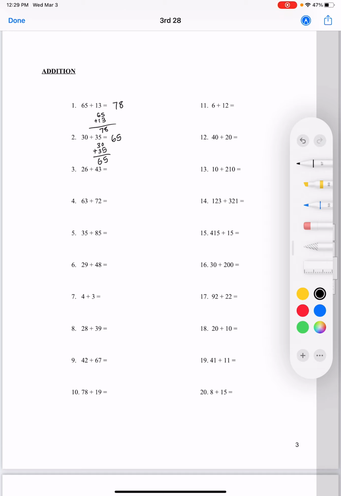Let's try number 6. 29 plus 48. You can have the bigger number on top or the smaller number on top. It does not matter. 9 plus 8 is 17. So we put the 7 down here and the 1 up here in the tens place. And then we do 4 plus 2, 6, plus this 1. So that would be 7. So the answer to number 6 would be 77.